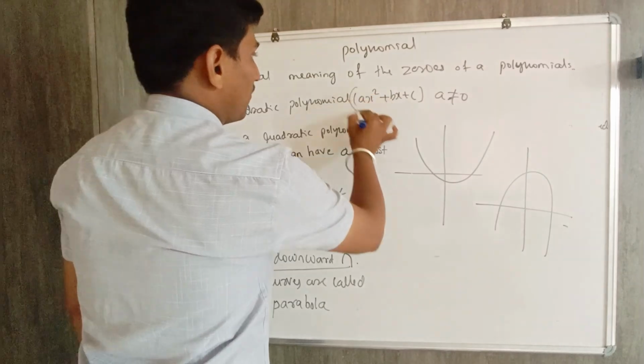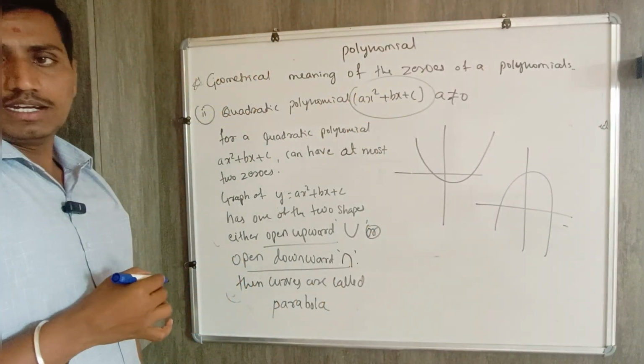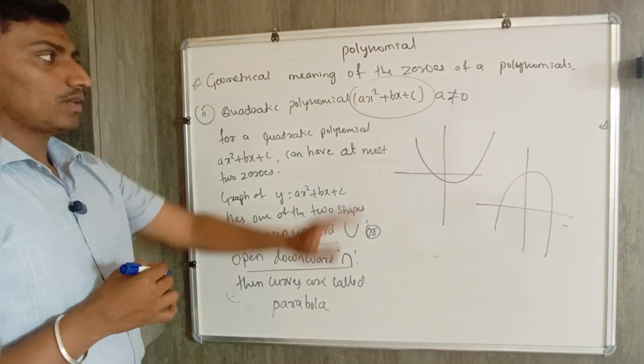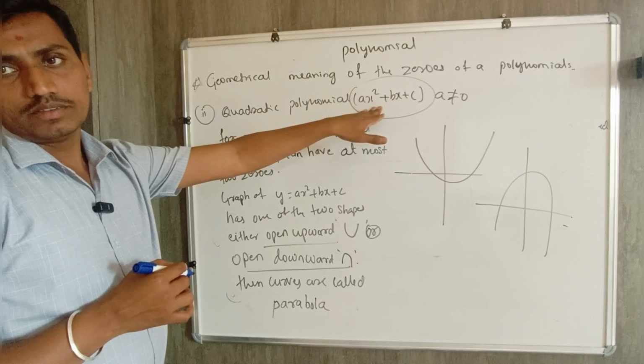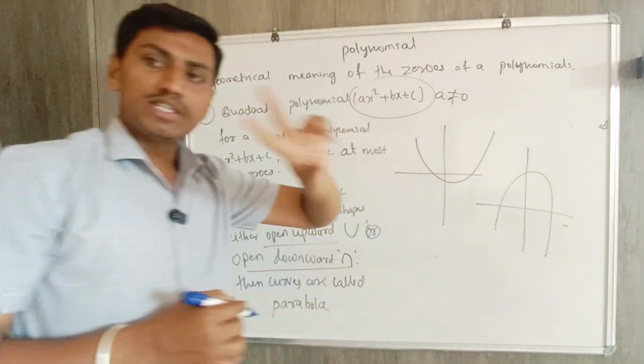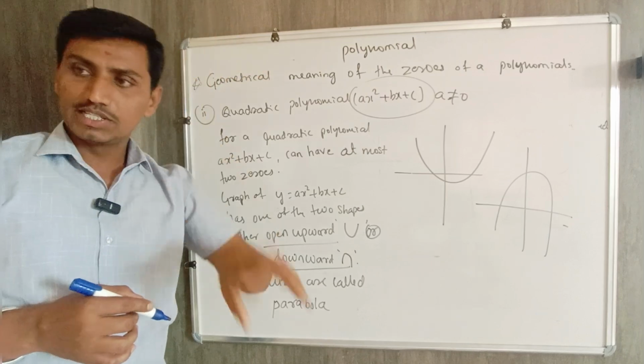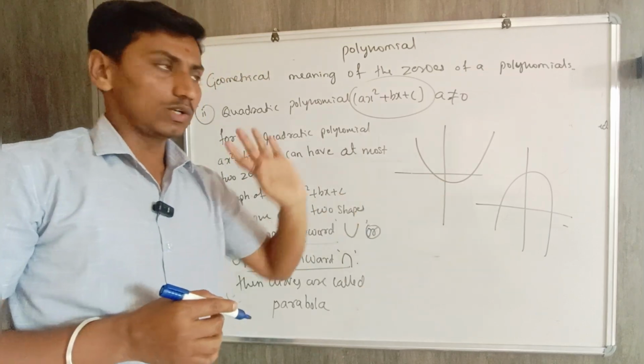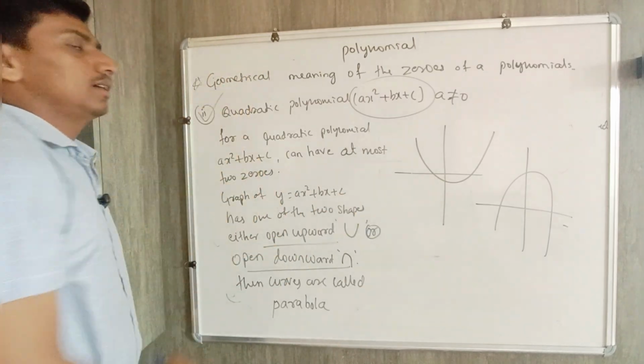What is the general form of a quadratic polynomial? ax square plus bx plus c. What is the highest degree here? That decides the number of zeros. Here, two zeros. So this is a quadratic polynomial.